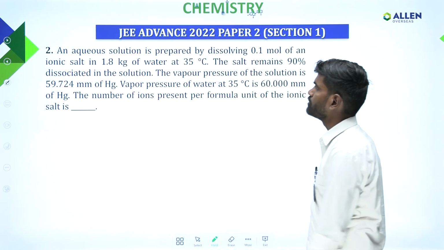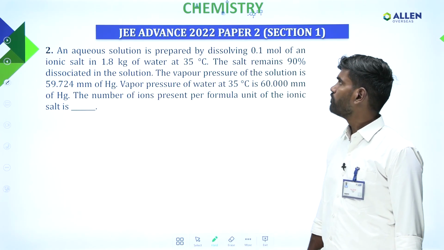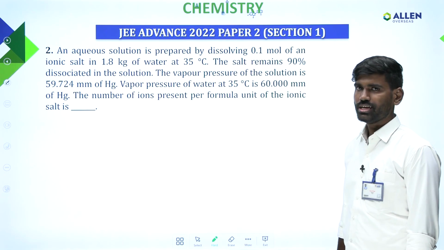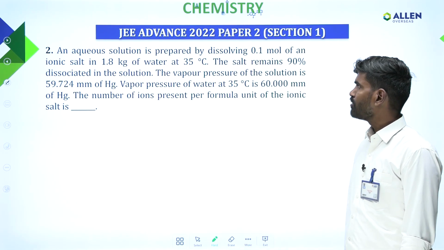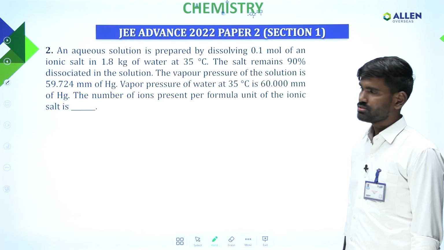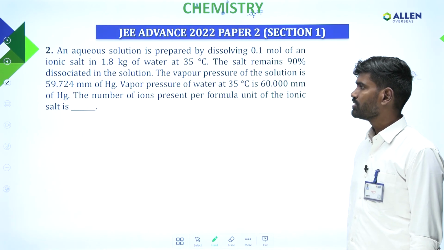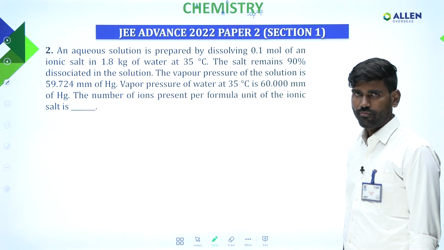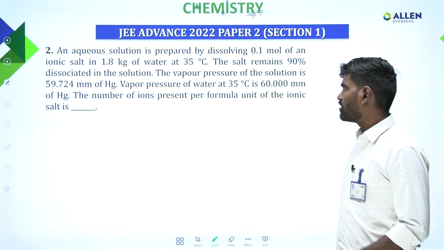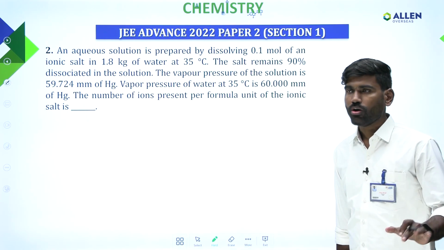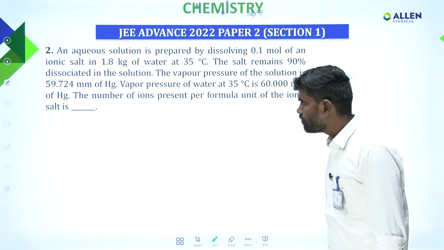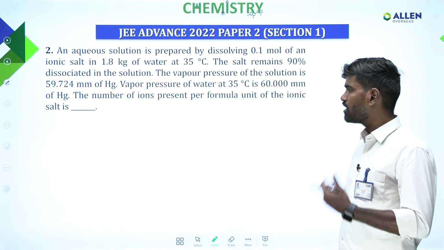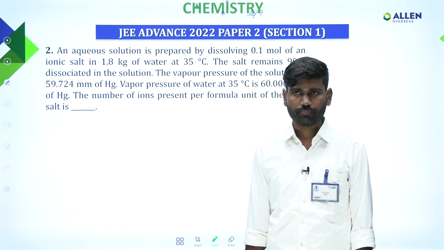An aqueous solution is prepared by dissolving 0.1 mole of an ionic salt in 1.8 kilogram of water at 35 degrees Celsius. The salt remains 90% dissociated in the solution. Vapor pressure of the solution is 59.724 mm of Hg. Vapor pressure of pure water at 35 degrees Celsius has also been given, 60 mm Hg, and the question asks for the number of ions present per formula unit of the ionic salt.